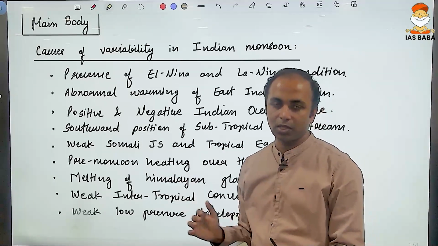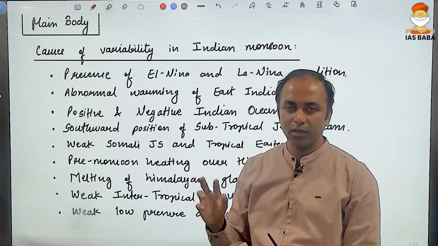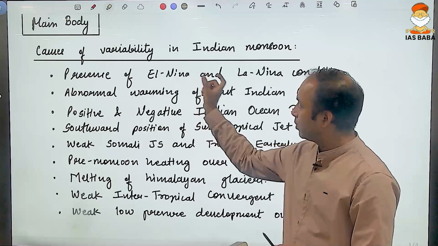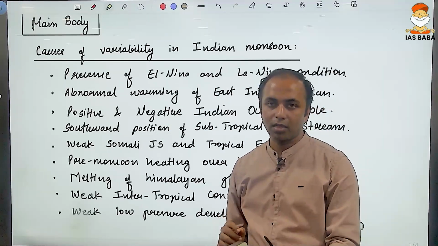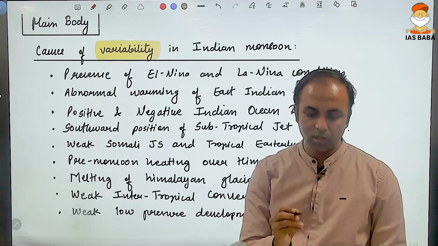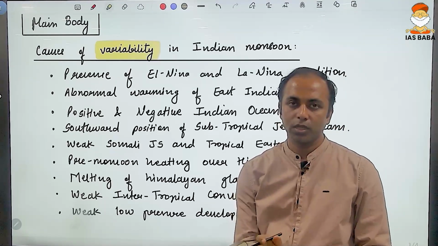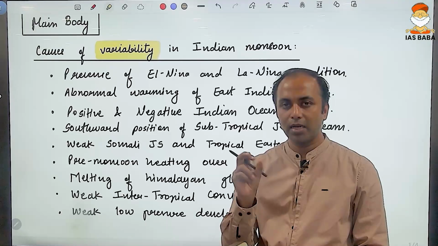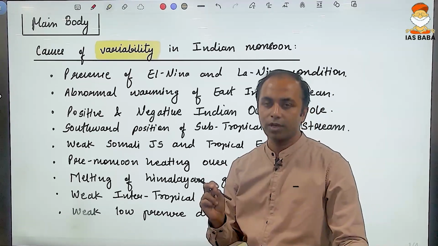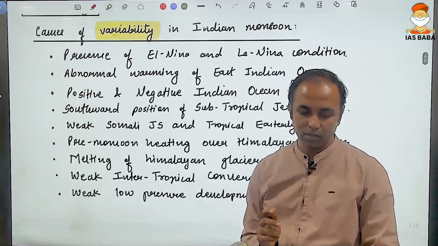So you will have substantial content to write any of the answer related to this topic. So with respect to this variability in monsoon, what are the important factors that cause variability? Variations may be either increasing the precipitation or reducing it, in terms of amount and in terms of time. Okay, temporal or spatial variation is because of many factors.